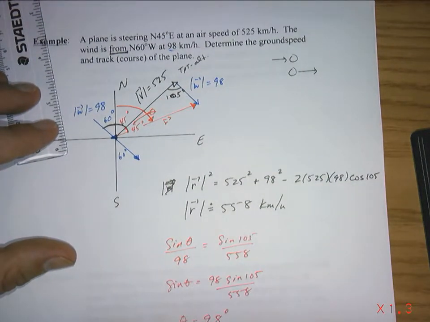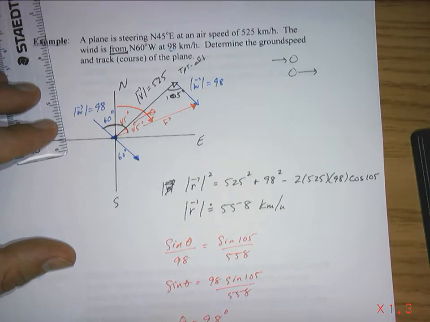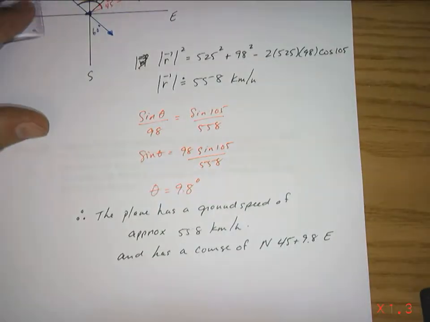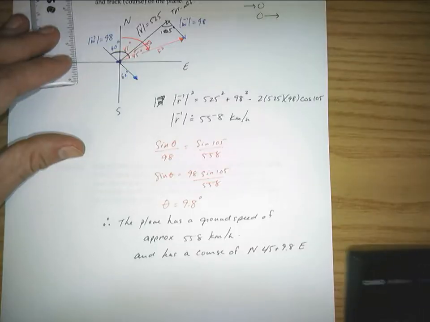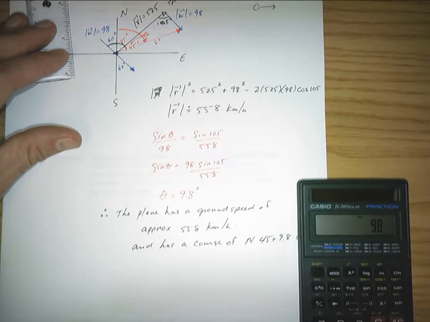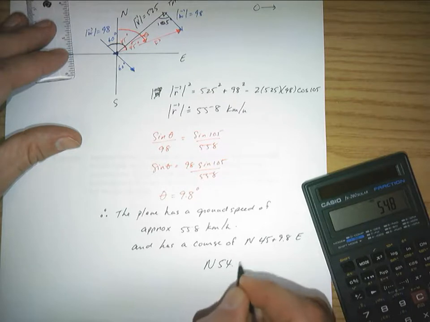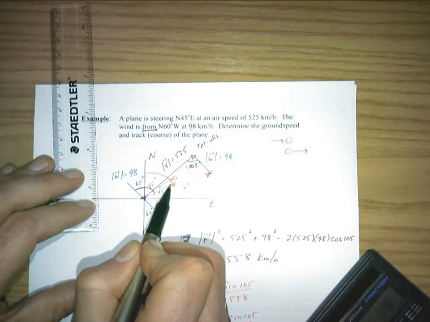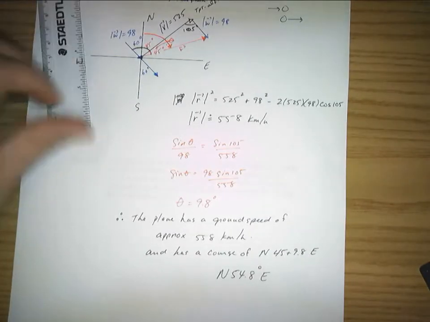So, therefore, the plane has a ground speed of approximately 558 kilometers per hour and has a direction or course of north 45 plus 9.8 east. And I put that in just so you know where it comes from. Oh, you can't see what I'm writing. I'm so sorry. I put that in just so that you know where it comes from. And so it's going to be 45 plus 9.8 equals north 54.8 degrees east, which is that big angle right there. And that's how you work with velocities.